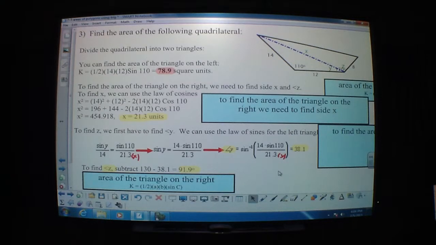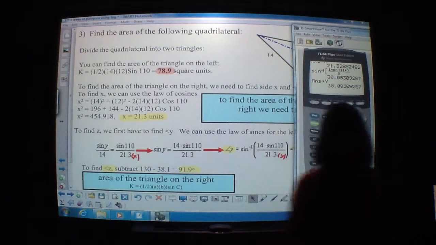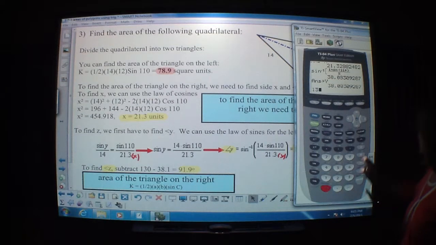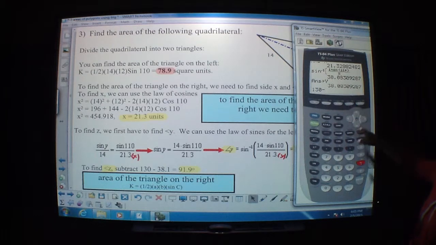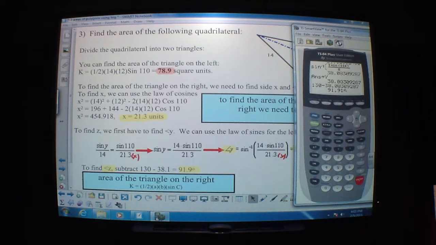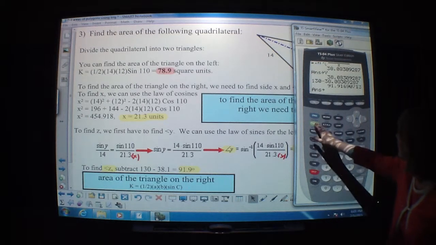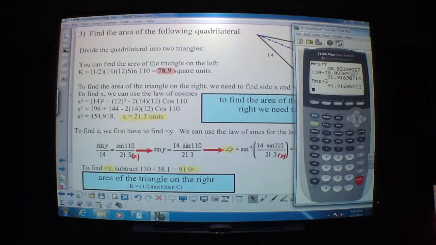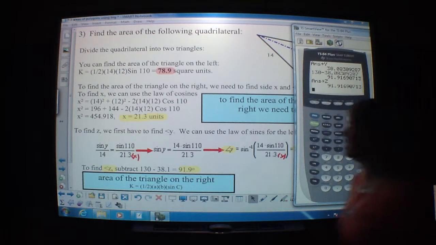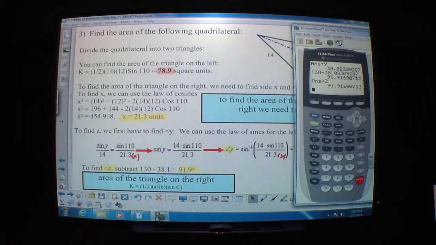Okay, to find Z, I would do 130 minus that Y. So let me do that. 130 minus, and I don't have to type Y, I can just grab it. And that's Z. So let me store that. Okay? So now I have Z.